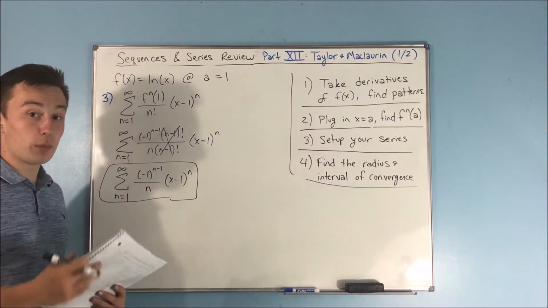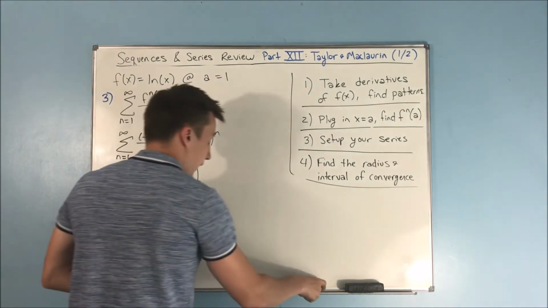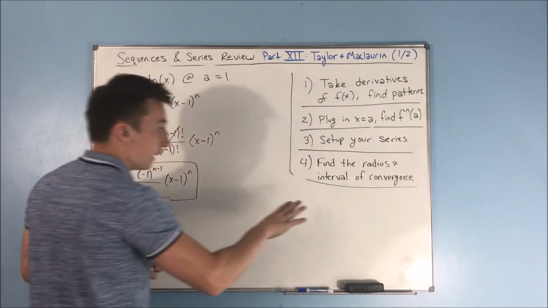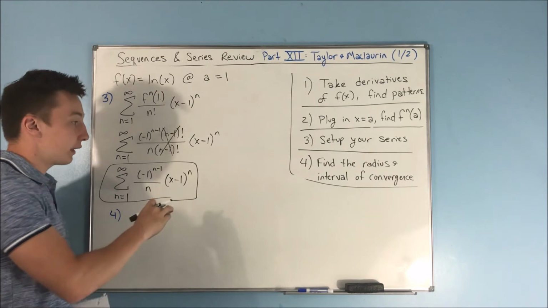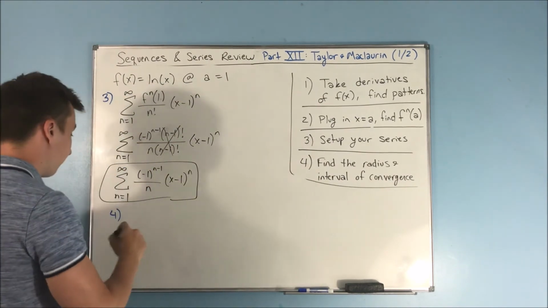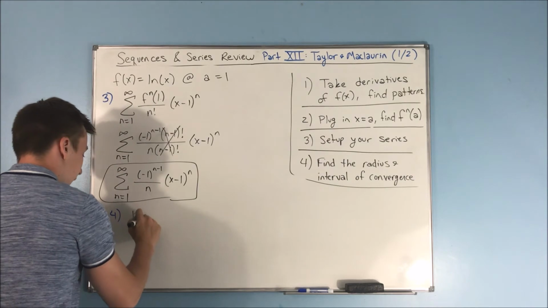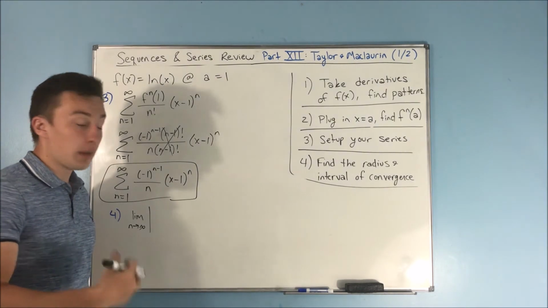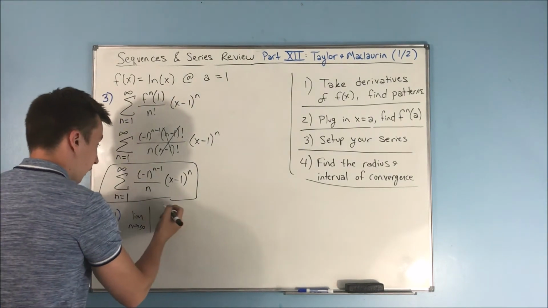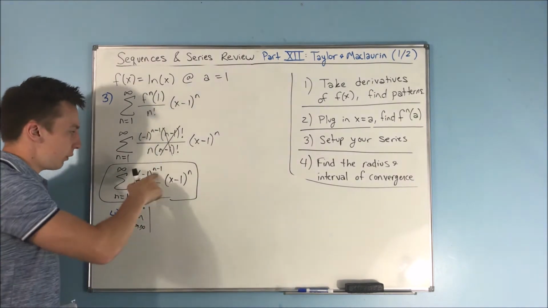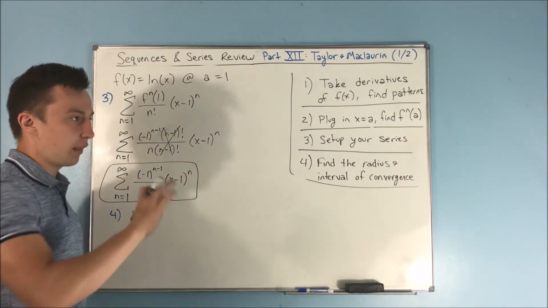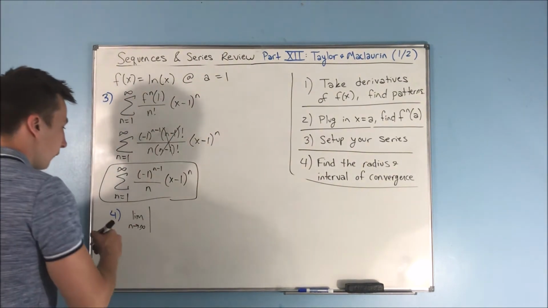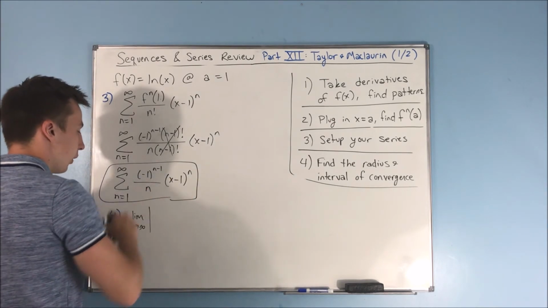And the last step is to find the radius and the interval of convergence. So we're going to need to use the ratio test to see for what values of x this thing is going to converge. We take the limit as n approaches infinity of the absolute value of a sub n plus 1 over a sub n. Before we even start that, we don't need to include this (negative 1) to the n minus 1, because that's just going to get canceled out with our absolute value. So let's just worry about this (x minus 1) to the n over n.